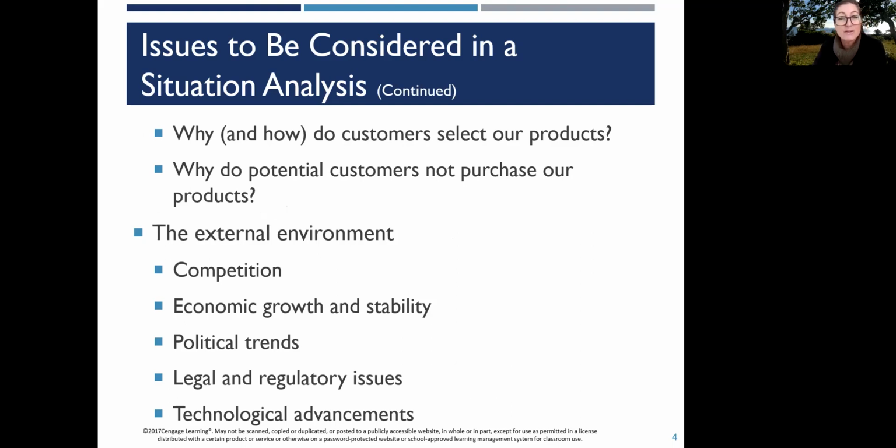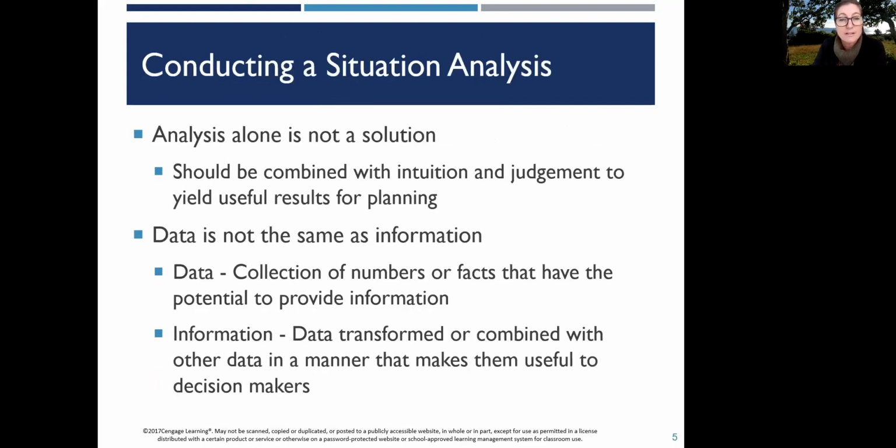So the third component of a situation analysis, according to Farrell and Hartline, is an analysis of the external environment. And some might be familiar with the PEST or the PESTEL framework here, and if so, this is where you'd put it to work. But according to Farrell and Hartline, the external environment begins with a competitor analysis, and then you move on to looking at economic growth and stability, the political trends in the macro environment, as well as legal and regulatory issues. And let's not forget about technological innovations.